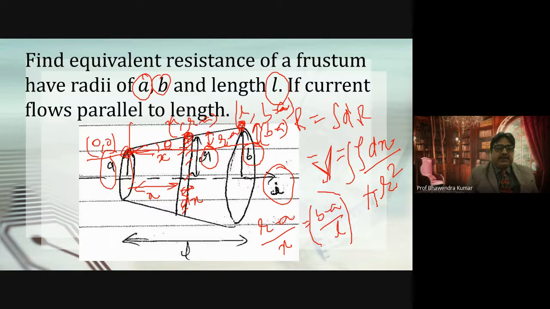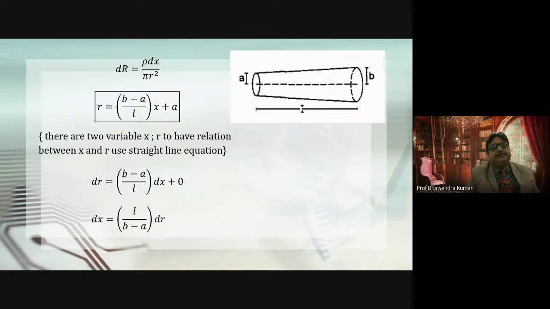Yes, do you understand? We will get this. (R minus a) by x is equal to (b minus a) by l. That is the value of tan theta in the two triangles, or the ratio of the corresponding sides of the two triangles. Or this is the equation of the straight line, y by x is equal to m. That will give us this relation.